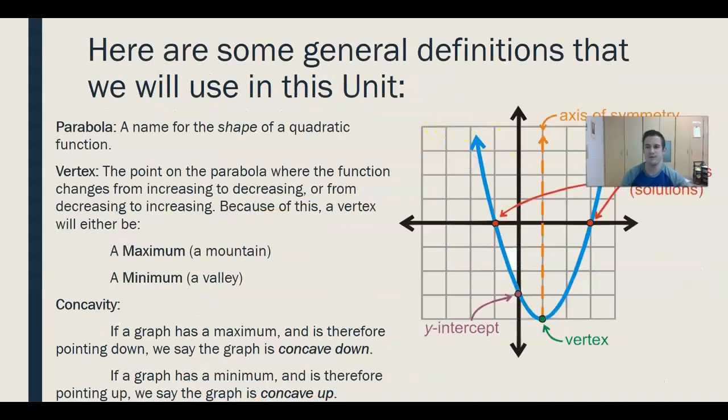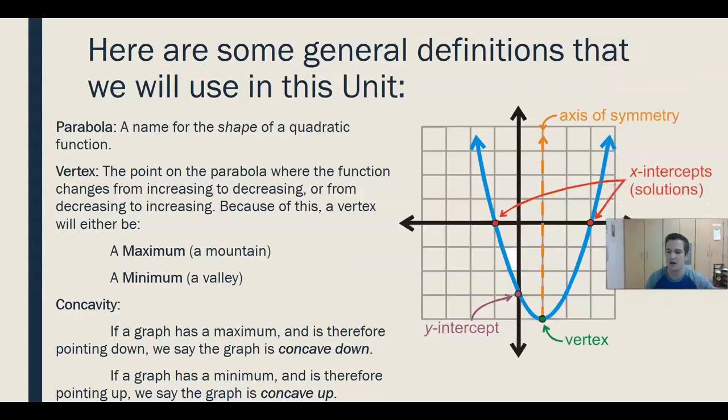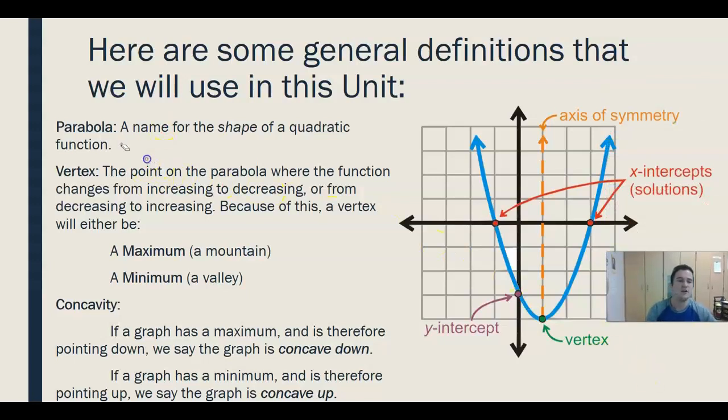Okay, so to start, some general definitions that we're going to be using in this unit, some things that we're going to be going on to discuss. First of all, you might have heard me reference this word right here before. Parabola is a name that we use for the shape of a quadratic function. So this U-shape, either that U-shape or an upside down U-shape, we call that a parabola. So this right here, this quadratic function, we often call a parabola.